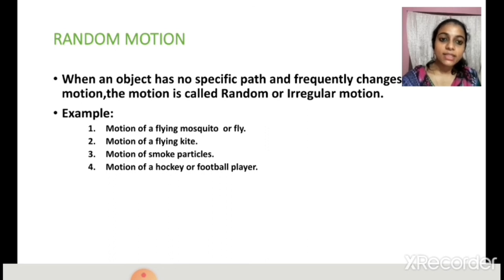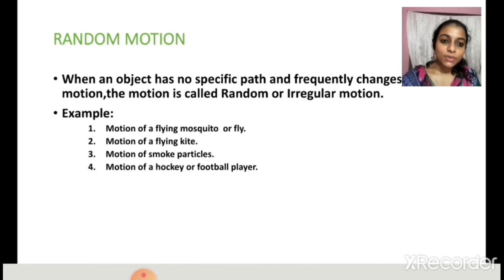Next example is motion of a flying kite, then motion of smoke particles, motion of a hockey or football player. All these are very familiar, isn't it? All these examples do not have a specific path and they are frequently changing their movement. So we can say that they are random motion.